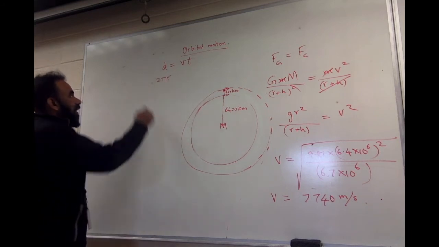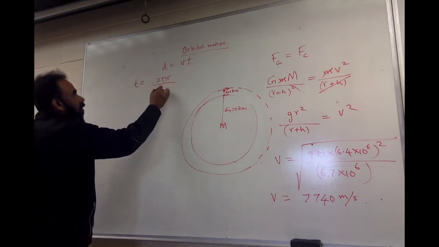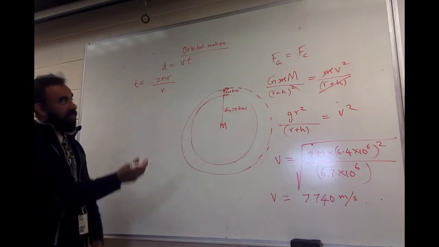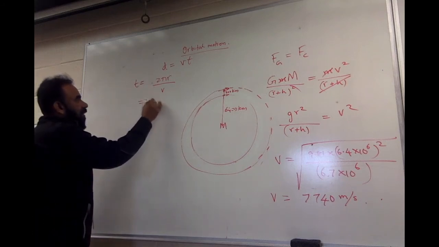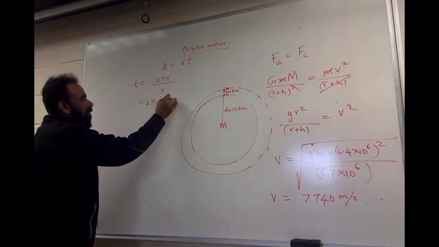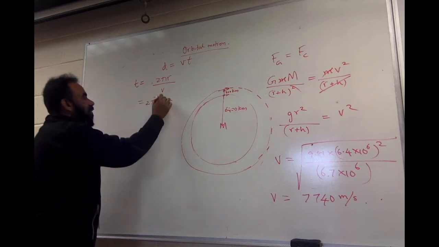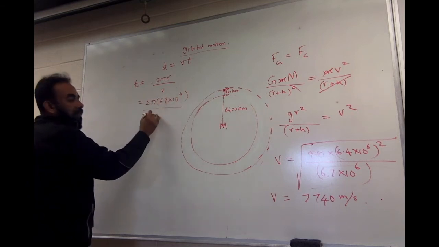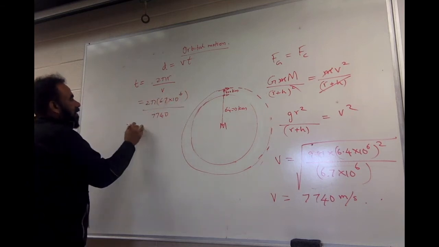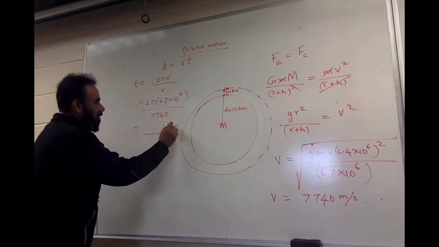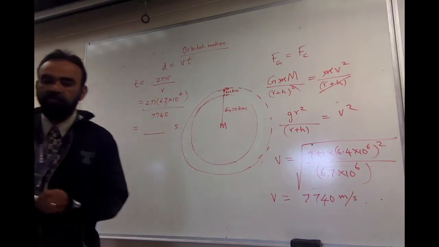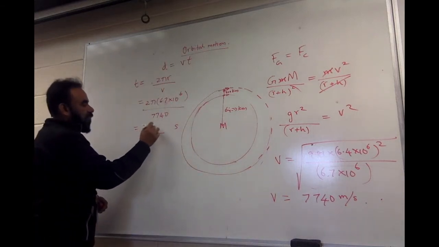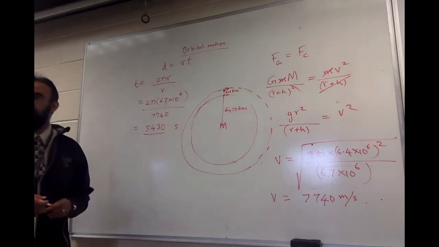So how long is it going to take? The time is going to be distance over speed. Distance is 2 pi r, and the speed is right there. So calculate 2 times pi times 6.7 times 10 to the power of 6, divided by 7740. Tell me how many seconds it takes. 5,430 seconds. Roughly right.